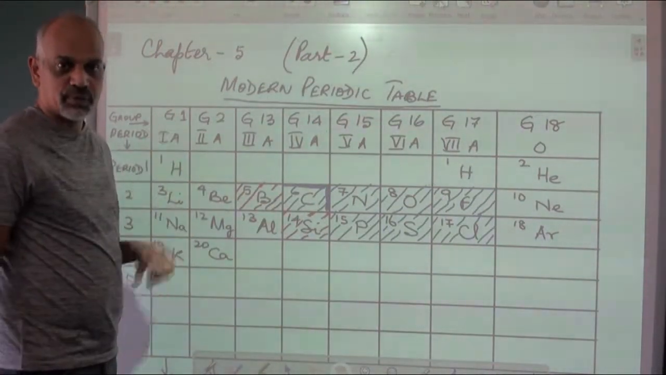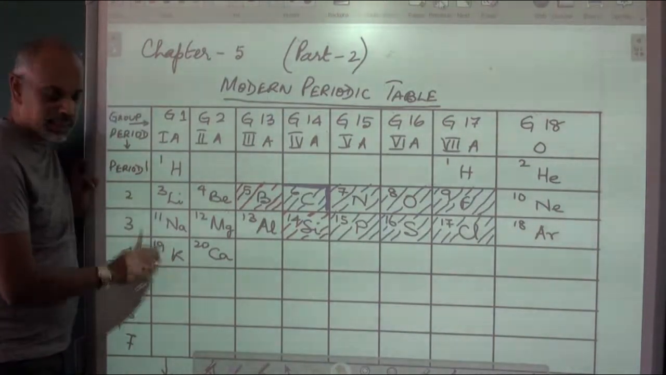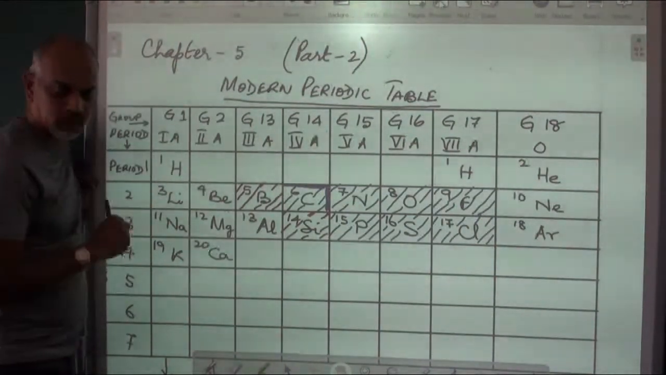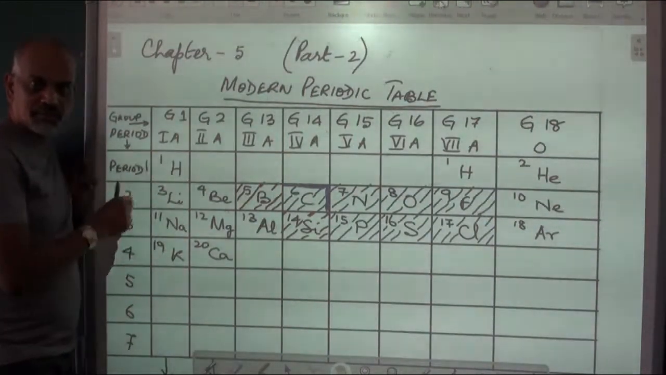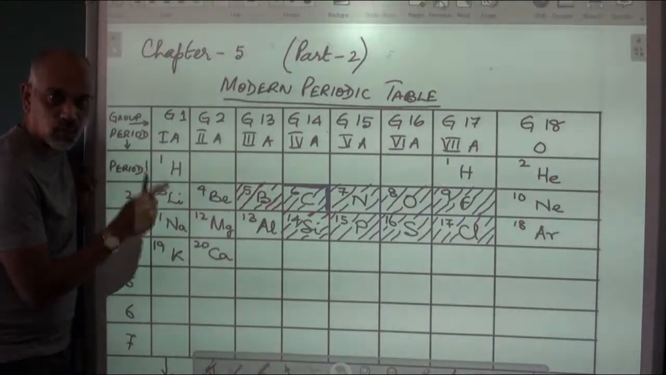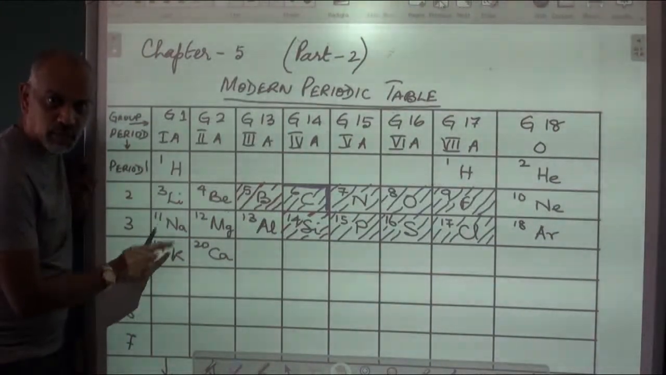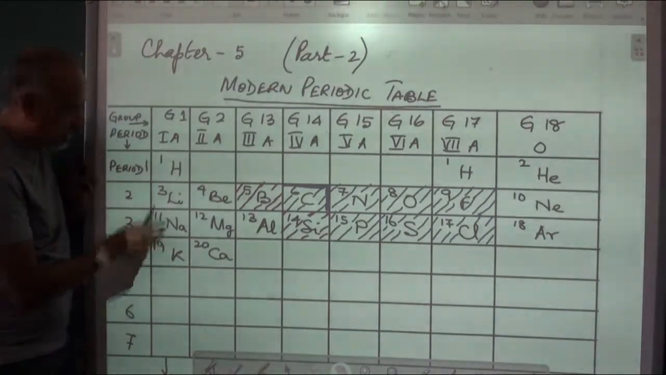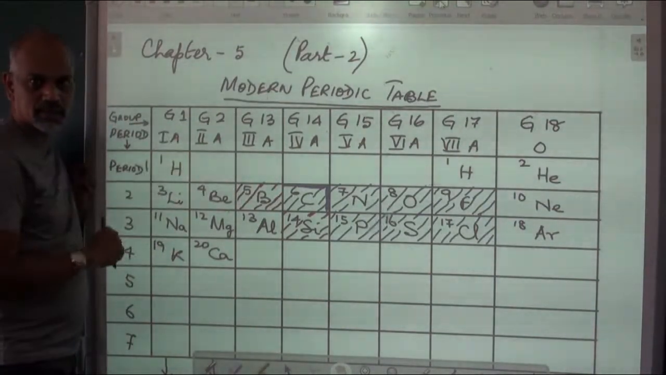But if we consider group, let's take group 1. All of them under group 1. Electronic configuration for this is 1, which means in the outermost orbit it has 1 electron. Electronic configuration of this, 3, means 2, 1, which means the outermost orbit has 1 electron. For this, electronic configuration is 2, 8, 1. The last orbit has 1 electron. For this, 2, 8, 8, 1. The last orbit has 1 electron. If you see all of them, their last orbit has 1 electron. That's why they are under group 1.